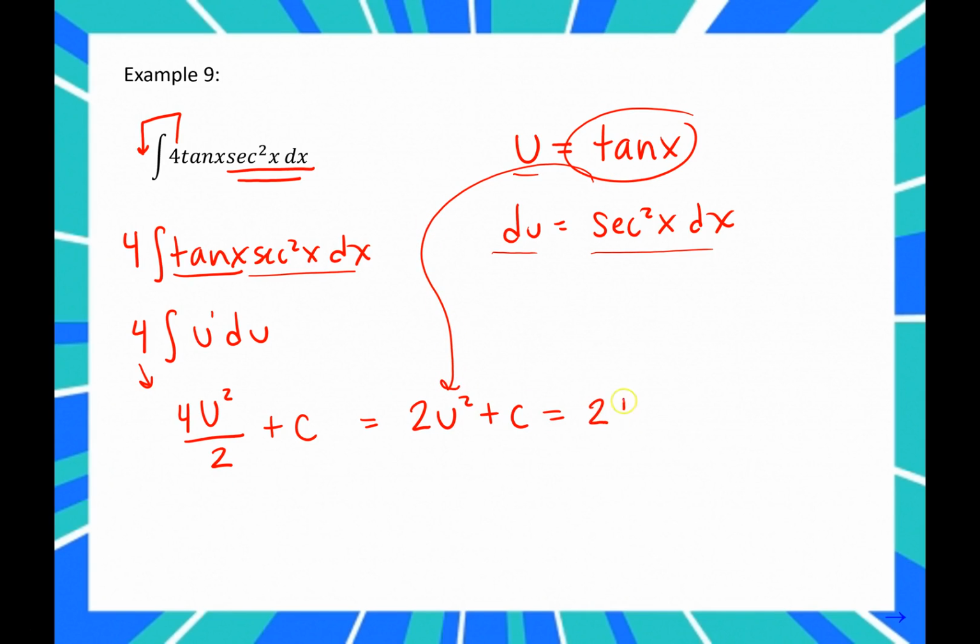So I get a 2 tangent x quantity squared plus c. And don't forget, if I'm squaring the quantity of a trig function, this is going to be written as a 2 tan squared x plus c.